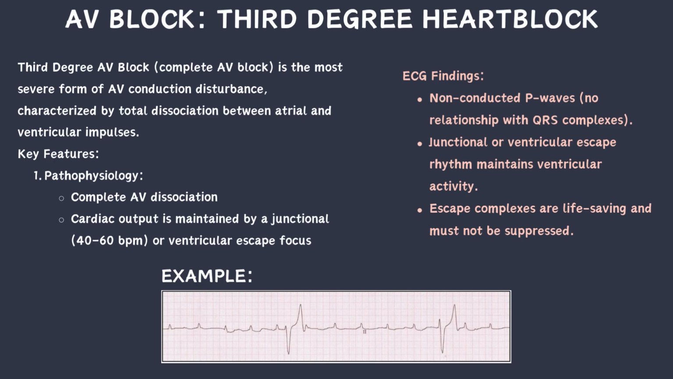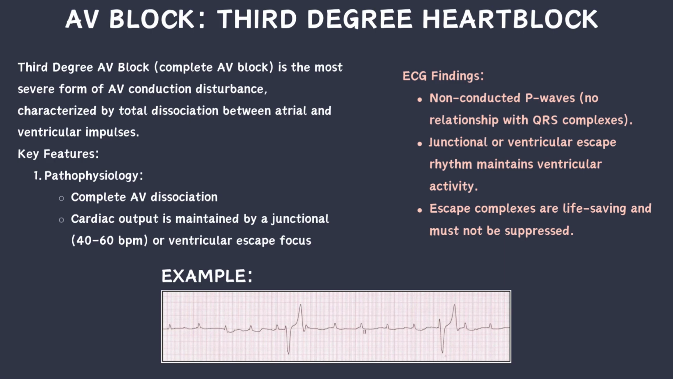The key features include the pathophysiology, including complete AV dissociation, which means that atrial impulses, which is the P waves, fail to conduct to the ventricles, and cardiac output is maintained by a junctional escape rhythm of around 40 to 60 beats per minute, or a ventricular escape focus. And prolonged bradycardia can lead to ventricular filling abnormalities, myocyte stretch, and eventually congestive heart failure.